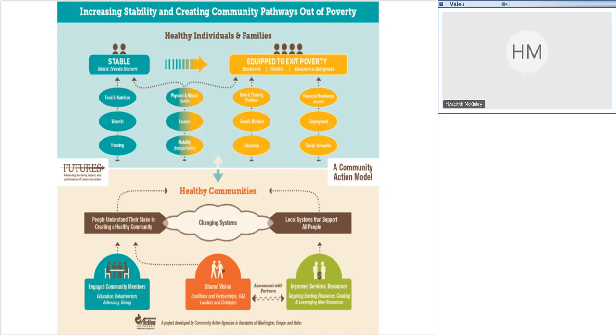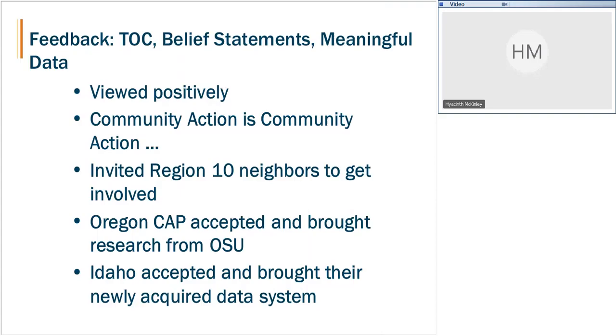And so this theory of change is reflective of Region 10, and we started to use a framework that we paid for some research to be done by Oregon State University, and we'll go into that a little bit later, but it came into this framework. Next slide.